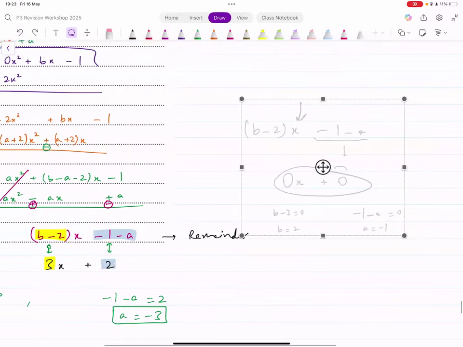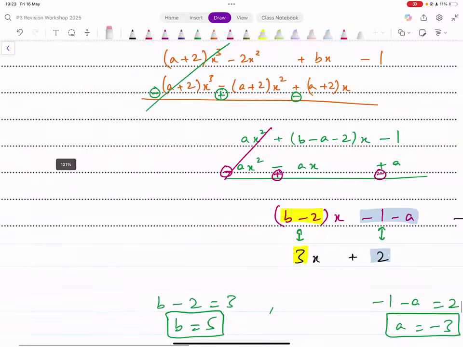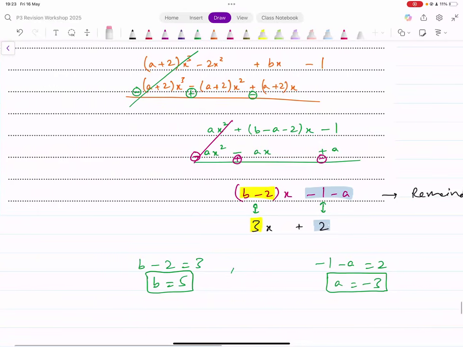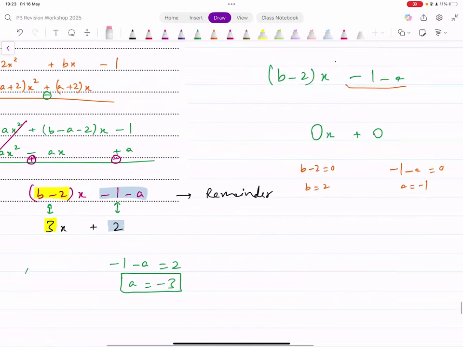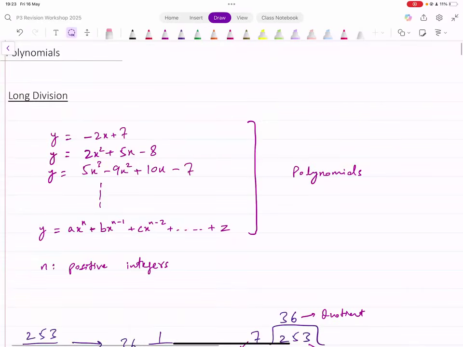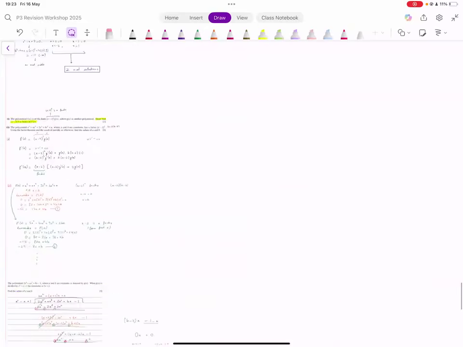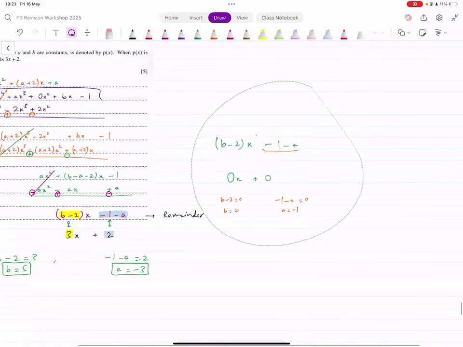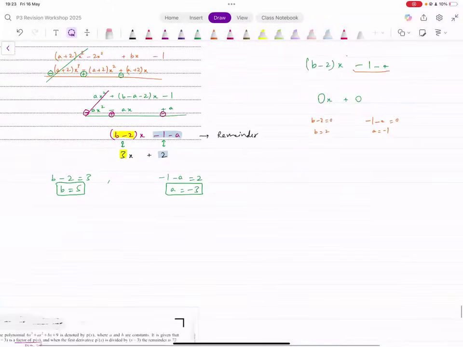In this case, the remainder was 3x plus 2. Sorry. So we equated b minus 2 to 3 and minus a to 2, and that gave us the values of a and b like this. Okay, so this is quite complicated. As in the working here, there are very high chances of careless errors. So you have to be careful in this working. Okay, let's move on.